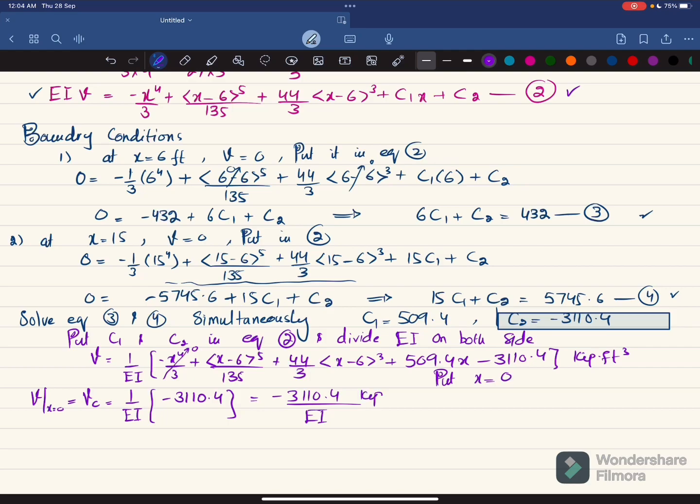And the unit will be kips into cubic feet. So if you have the unit of E and I, at the end you will get this VC will be equal to minus 3110 divided by E into I kips into feet. The negative sign shows that displacement or deflection will be downward. So this is the answer of our first part.